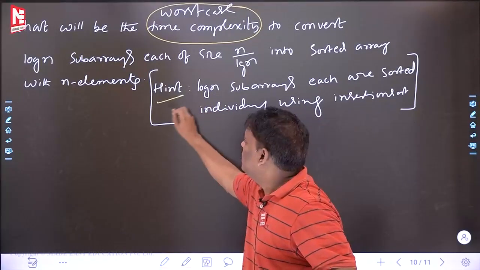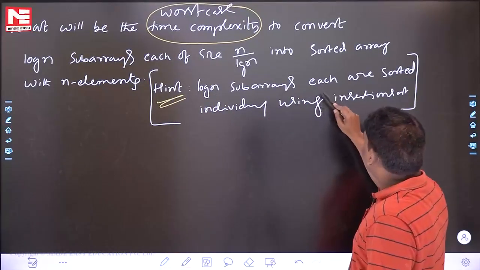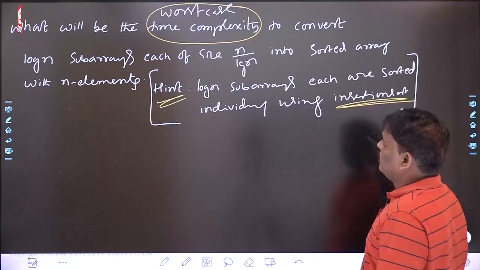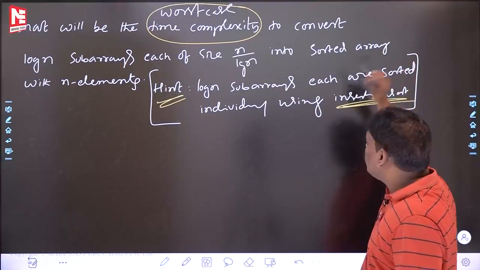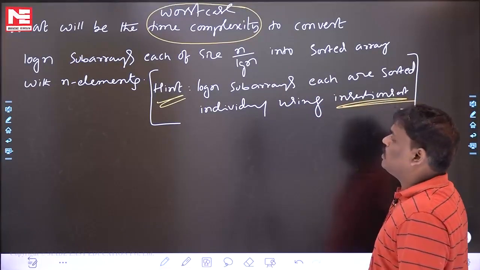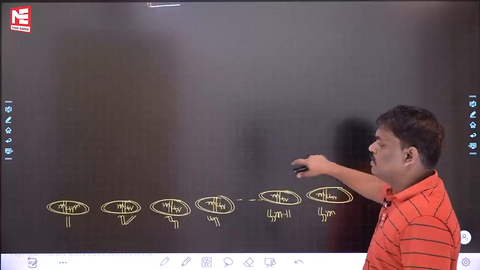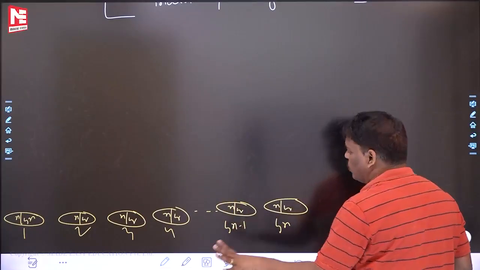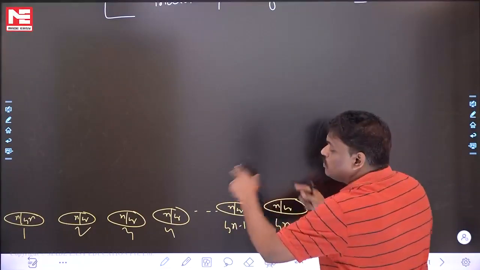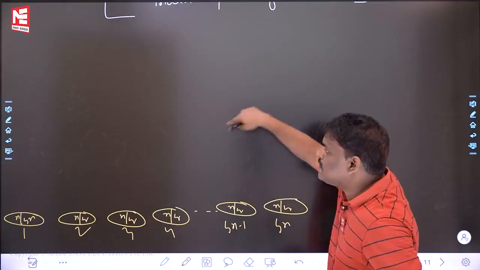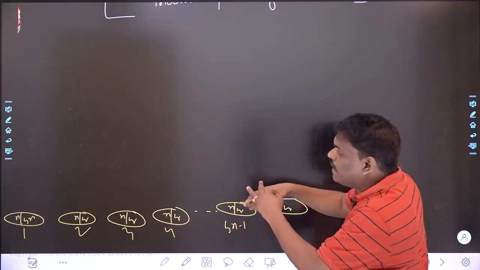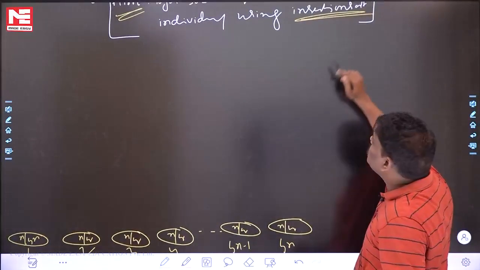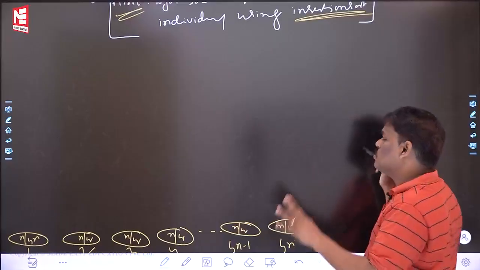See the hint here. The hint is saying that the log n subarrays are each sorted individually using insertion sort. I think he has given the answer. So log n subarrays each of size n by log n, it's okay. If I want to merge, compulsorily they should be sorted. They are not sorted, but he has given a hint: using insertion sort, they are sorted. Can you help me now?